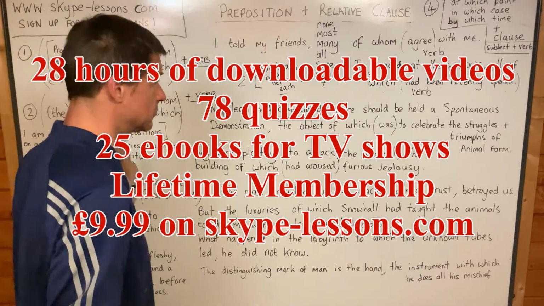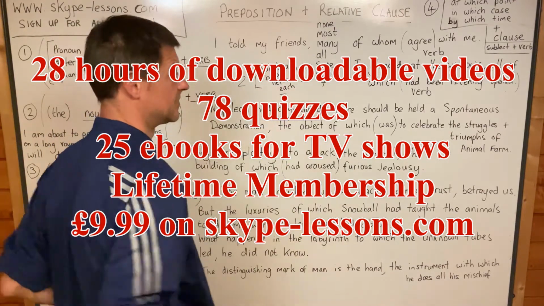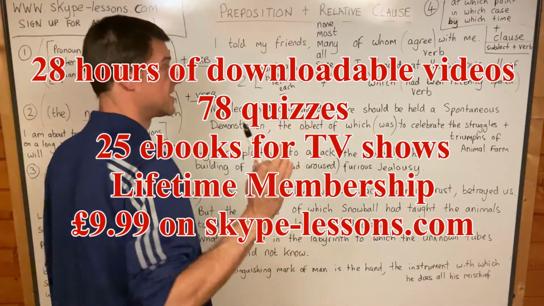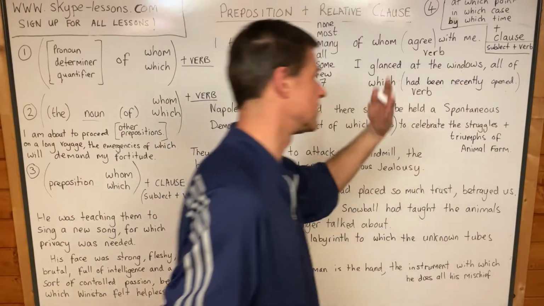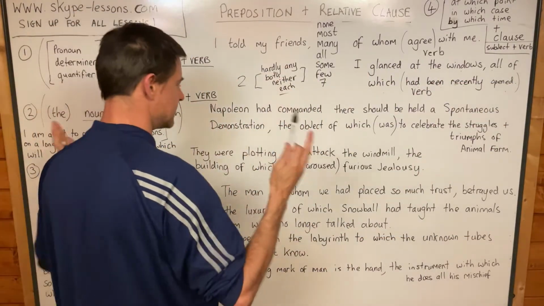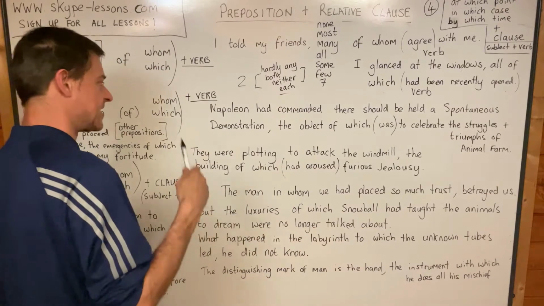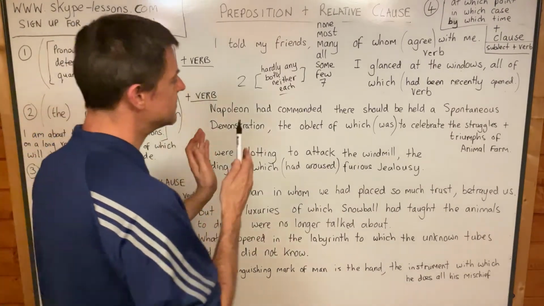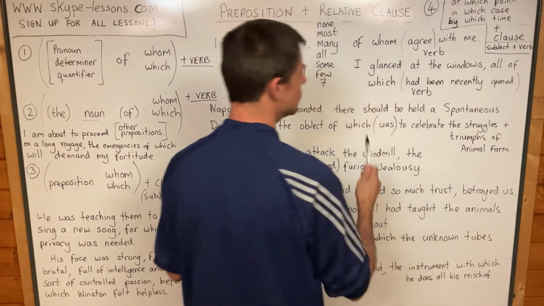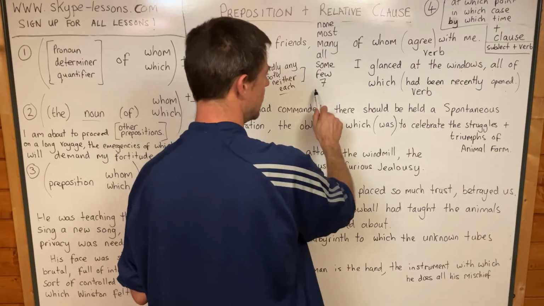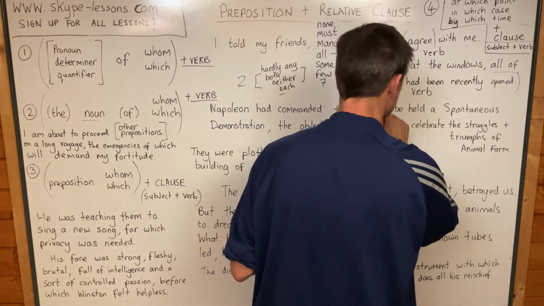Notice that's a main clause, just like that's a main clause. Actually, you can say, I told my friends, full stop. I glanced at the windows, full stop. Well, you can say Napoleon had commanded that there should be a spontaneous demonstration, full stop. But we've now got the subordinate clause, which is exactly what this is as well. This is a subordinate clause.